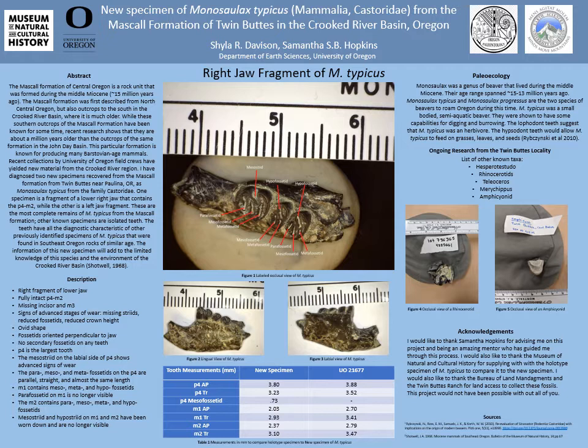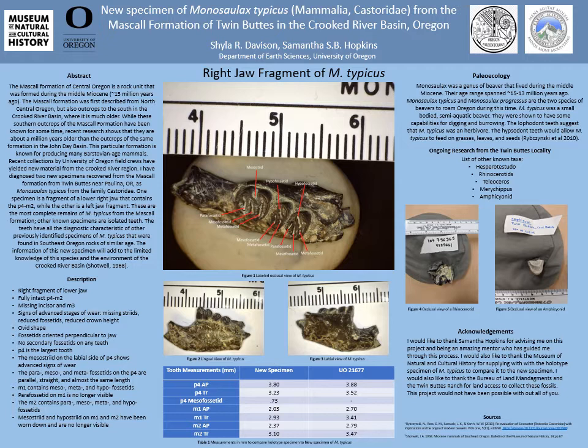Monosaulax typicus was a very small-bodied, semi-aquatic beaver. Their skull structure and dentition suggest that they had digging and burrowing capabilities. Their dentition also suggests that Monosaulax typicus was a herbivore that had the ability to feed on grasses, leaves, and seeds. The extensive wear and the reduction in crown height on the teeth of this specimen suggest that this individual was not a juvenile, but rather an adult who wore down its teeth over its lifetime.